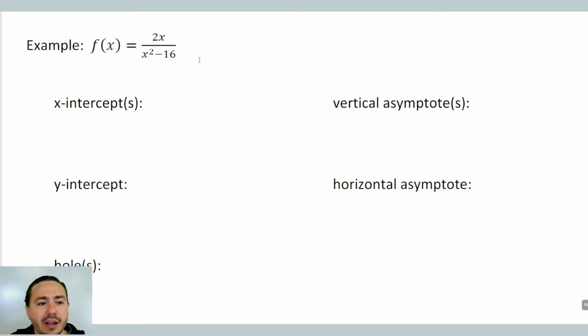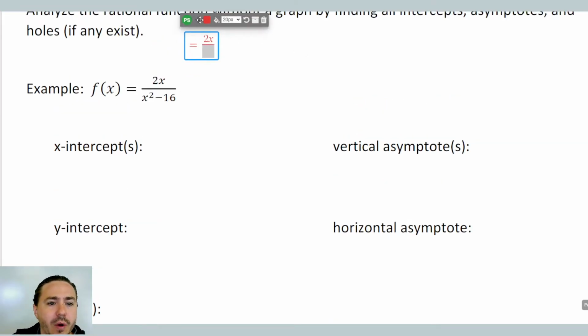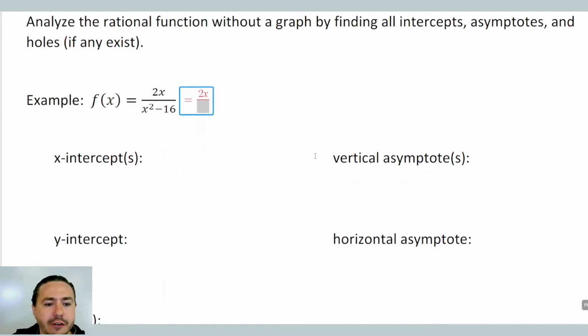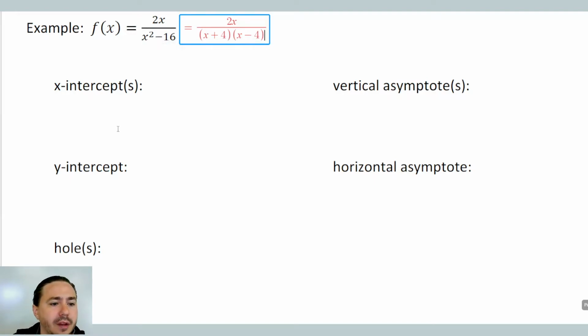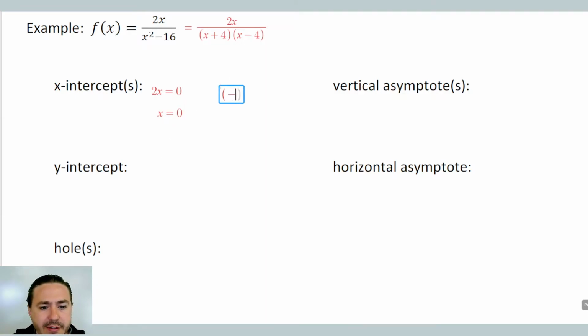Now, to get started with this analysis, the first thing you always want to do is factor the polynomial. It'll just make finding all these things a lot easier. So let's factor this first one. The numerator is 2x, so that's not really going to change because that's already factored. But x squared minus 16 is a difference of two squares, so we can factor that as x plus 4 times x minus 4. To find the x-intercepts, we're going to set the numerator equal to 0 and solve. So we're just going to get x equals 0. So my x-intercept is going to be at (0, 0).